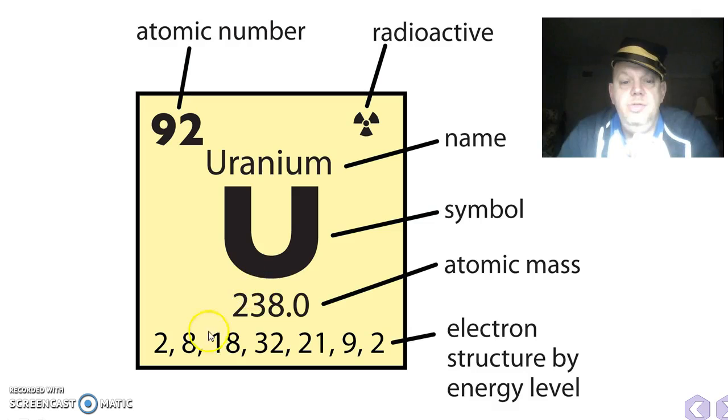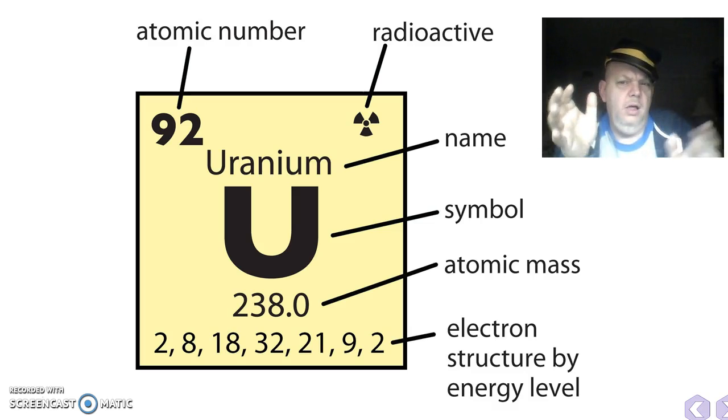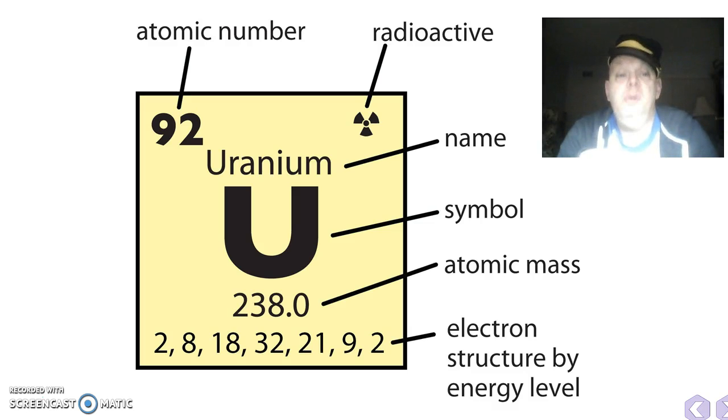Now we have here the atomic mass. Okay, wait, if we say there's 92 protons and we have 238 for the atomic mass, what does that mean? Well, it means you have a whole bunch of neutrons in there. You have many neutrons in the nucleus. That's why you've got the 238 right there.